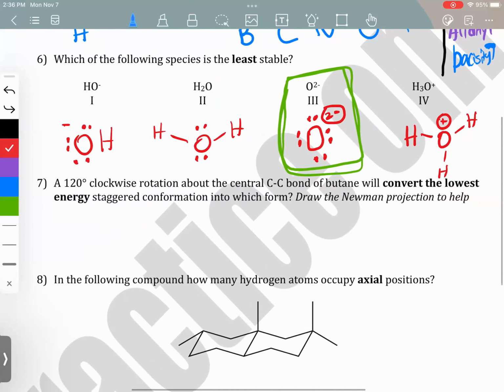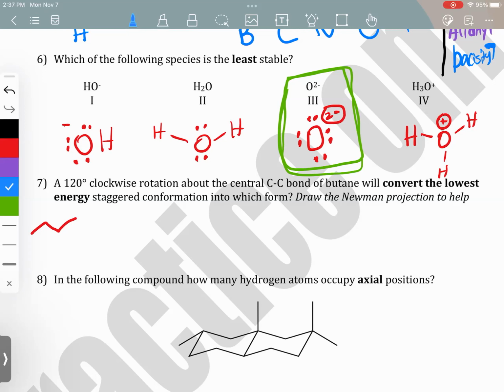All right. Question 7. A 120 clockwise rotation about the central C-C bond of butane will convert the lowest energy staggered conformation into which form? So you're taking butane, 1, 2, 3, 4. First, we're going to draw its lowest energy conformation in a Newman projection.